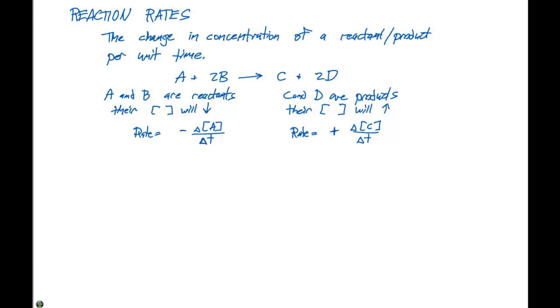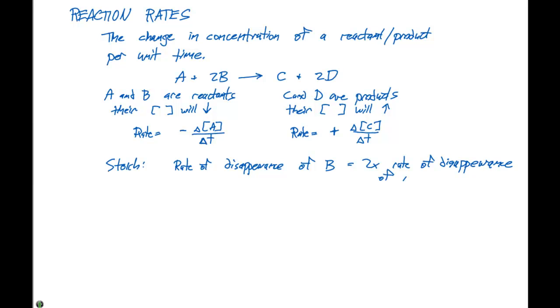So the stoichiometry of a chemical reaction can tell us a little bit. And what the stoichiometry tells us is that the rate of disappearance of B is going to equal 2 times the rate of disappearance of A. Okay, and this is because when a reaction happens, we need 2 moles of B for every 1 mole of A that react together.